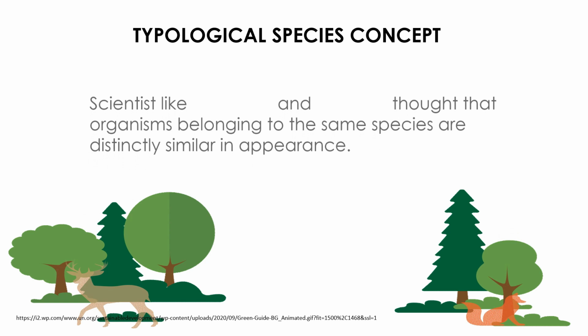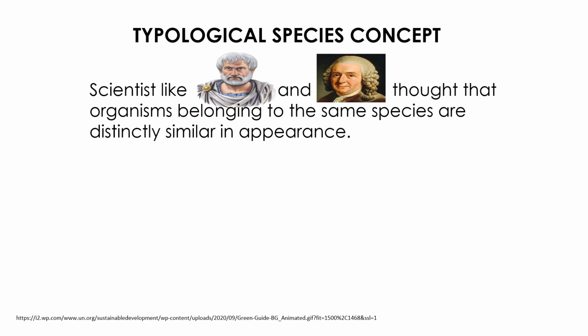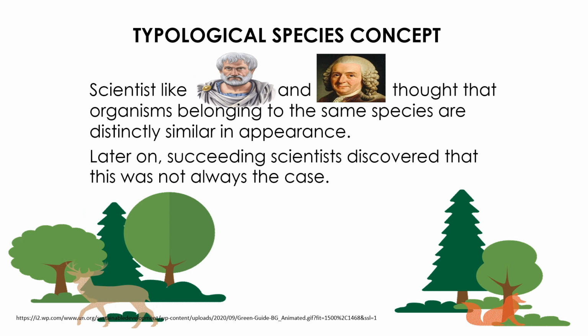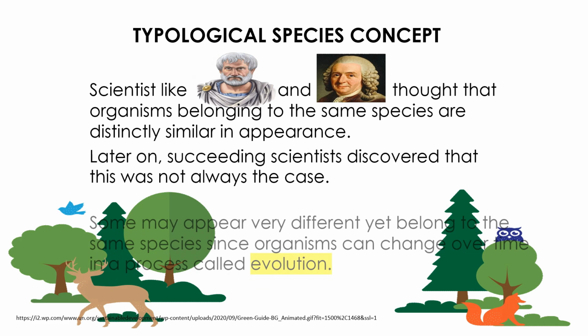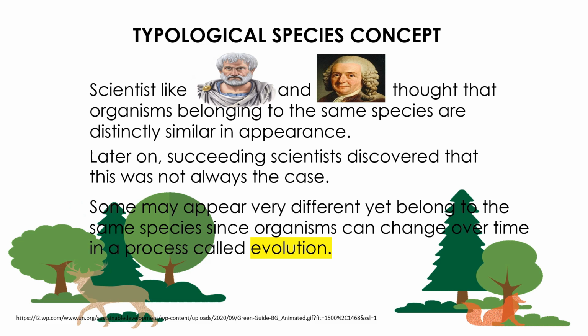Typological species concept. Scientists like Aristotle and Linnaeus thought that organisms belonging to the same species are distinctly similar in appearance. Later on, succeeding scientists discovered that this was not always the case. Some may appear very different, yet belong to the same species, since organisms can change over time in a process called evolution.